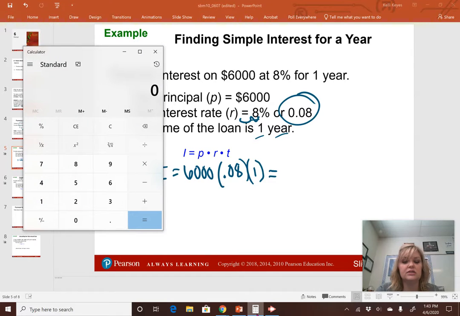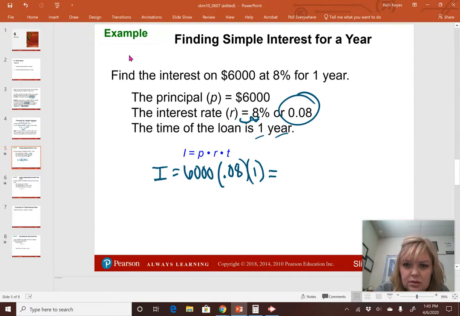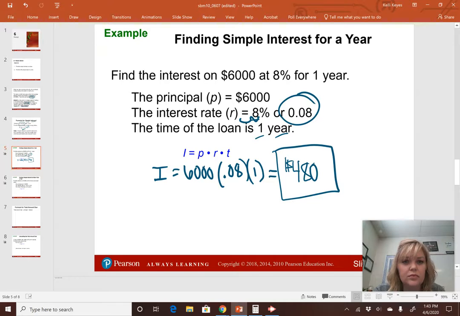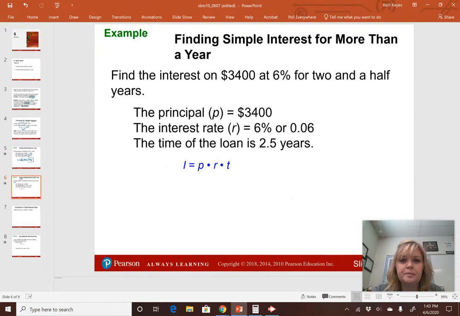So then you just go 6,000 times 0.08. Oh, I did divide, sorry, times 0.08. So $480 is the amount of interest on $6,000 at 8% for 1 year. All right. Okay, let's try another one.